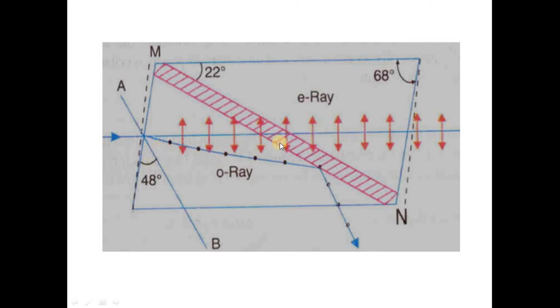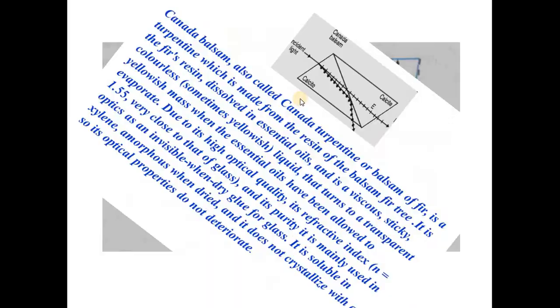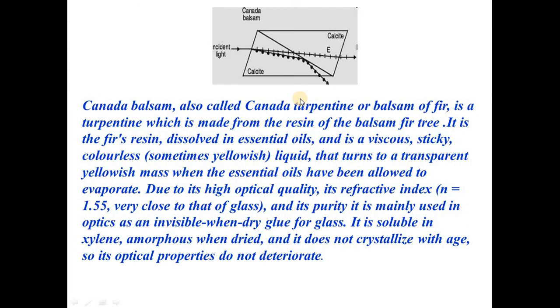That is, the ordinary ray gets reflected off completely, and the extraordinary ray passes through the crystal, thus producing an intense beam of single plane polarized light of extraordinary ray. That is, the ordinary ray is completely reflected out, and what will be coming out the other end of the Nicol prism will be the extraordinary ray. This is why we are cutting it and joining it with the Canada balsam, so as to completely reflect out the ordinary ray. The Canada balsam, also called Canada turpentine or balsam of fir.